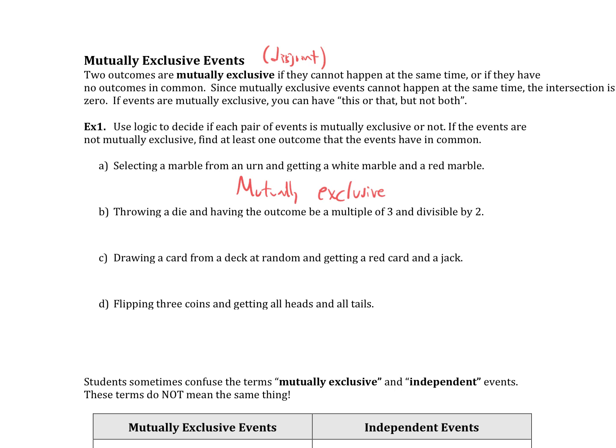Throwing a die and having the outcome be a multiple of 3 and divisible by 2. Are there any numbers that are outcomes of a die that could be both those things? Well, yes. Not mutually exclusive, because it could be 6. 6 is a multiple of 3 and it's divisible by 2. So that's not mutually exclusive. If you're going to make a Venn diagram, there would be some overlap. Drawing a card from a deck at random and getting a red card and a jack. Not mutually exclusive, because you could have a red card and a jack. Jack of diamonds, for example. There's one example that could be both things.